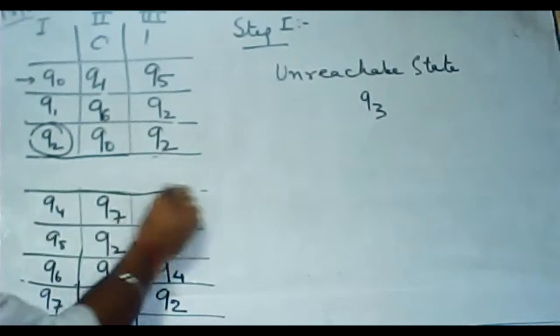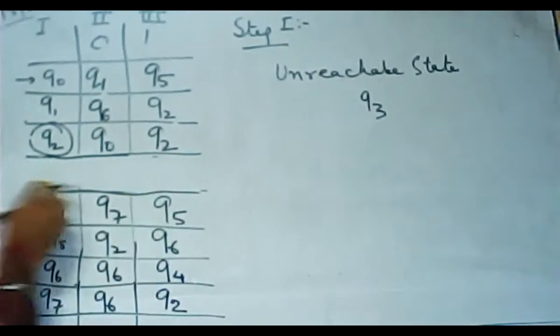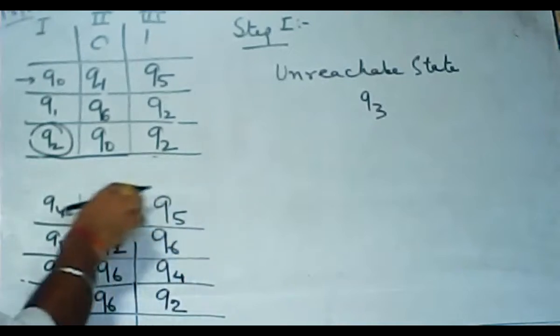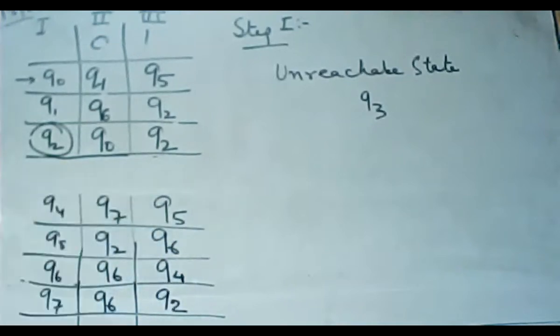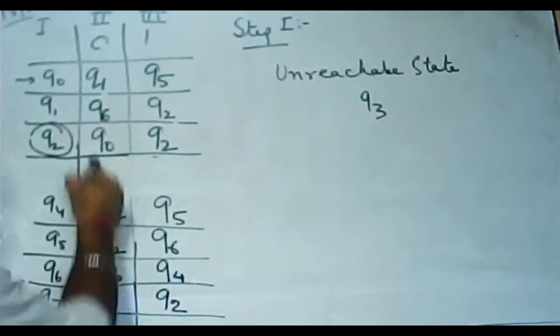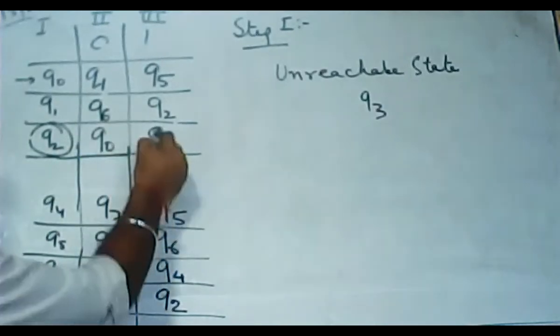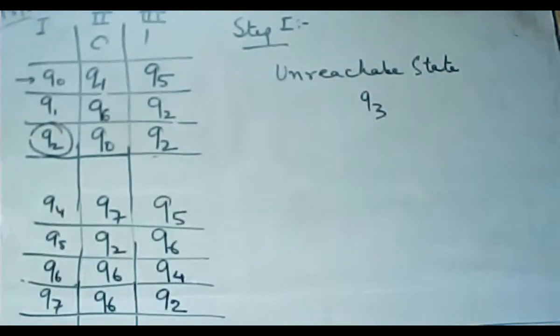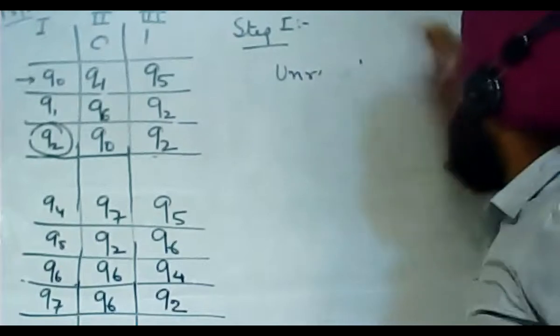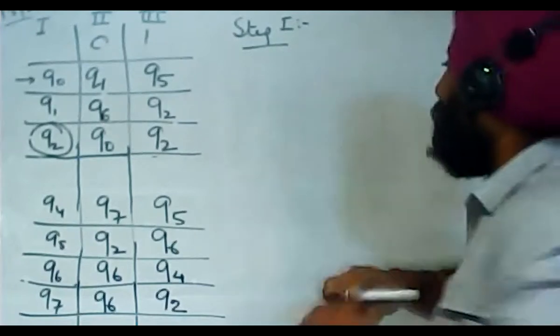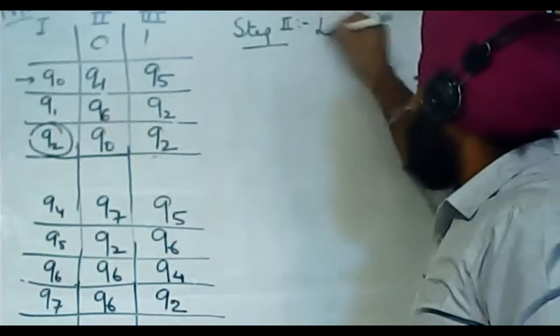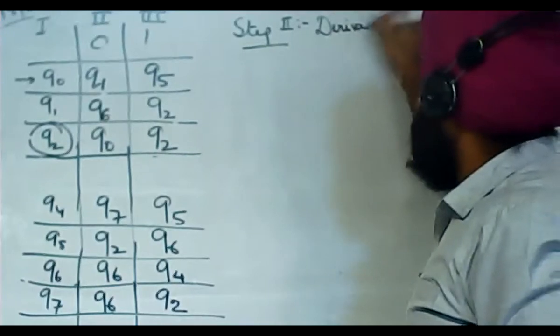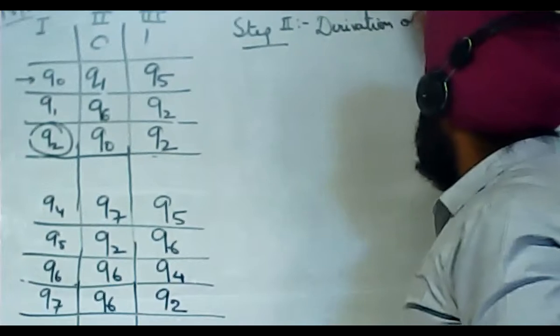Right? So your table will become this. After the elimination of Q3 state, your table will be of the form of this. So this is your step number 1. Then step number 2 says derivation of values.